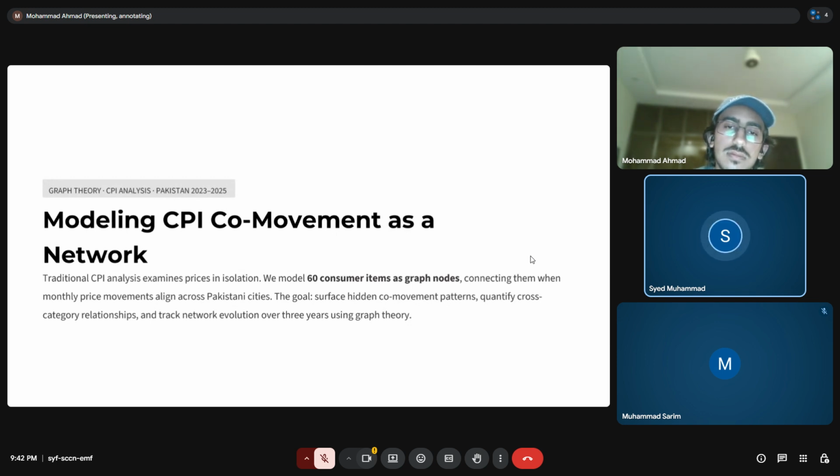We modeled 60 consumer items as individual nodes in a network. We then drew connections between these items if their monthly price movements aligned across different Pakistani cities. Our main goal with this model is to surface hidden movement patterns in the market, to quantify relationships between the item categories, and to track how this economic network evolves over a 3-year period.